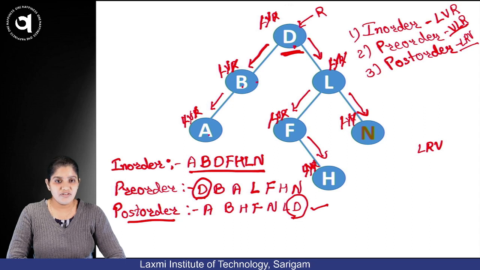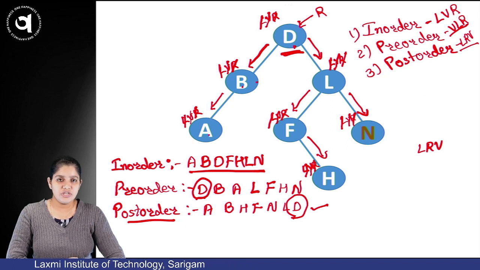So, this is traversal. What we have studied in this lecture is what a binary search tree is, how to create a binary search tree, how to add things, and how to traverse the binary search tree. In that we have 3 methods: in-order, pre-order, post-order, LVR, VLR and LRV.